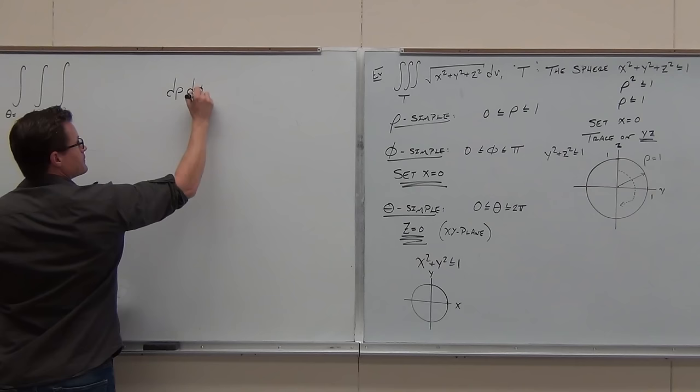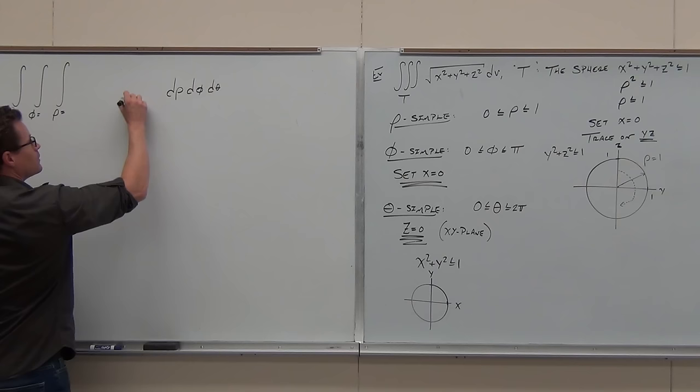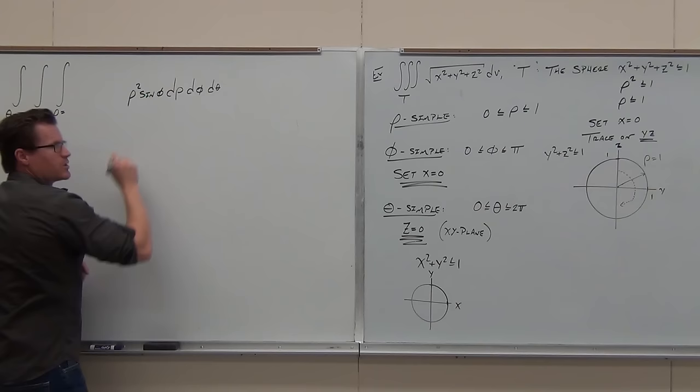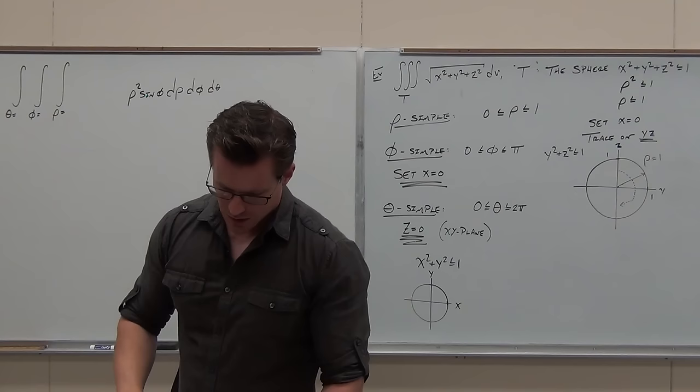You tell me right now, what should go right before this? Every single time when we're doing spherical, what goes there? Rho squared sine phi. Rho squared sine what? Would it make a difference if you did phi versus theta? Yeah, it's a big difference, okay? You make sure that you have the phi there, not the theta. That's a big deal.